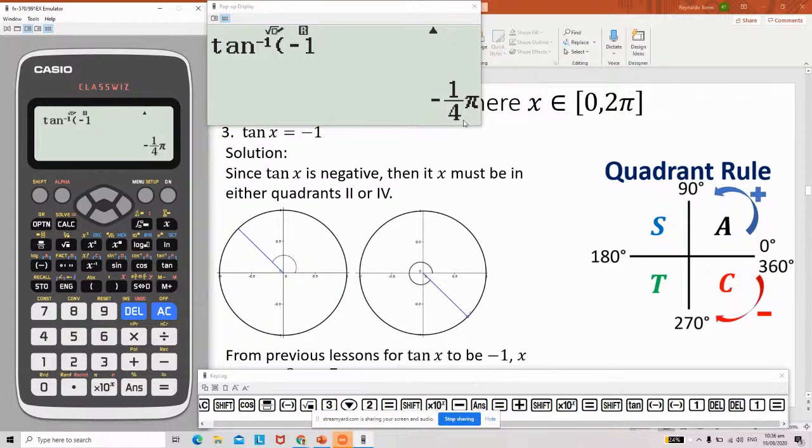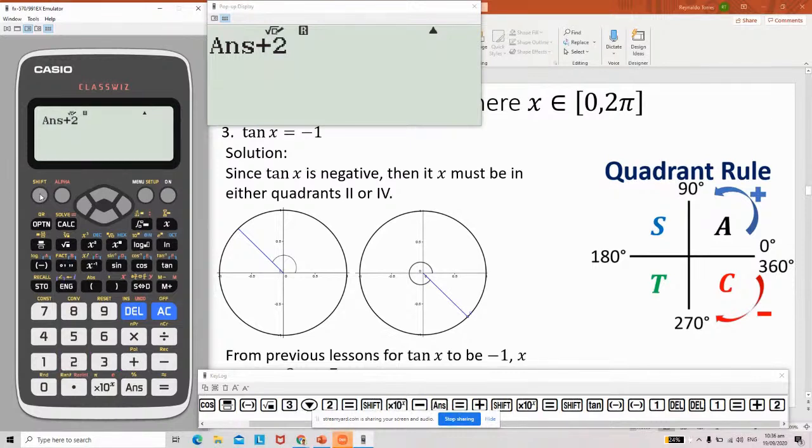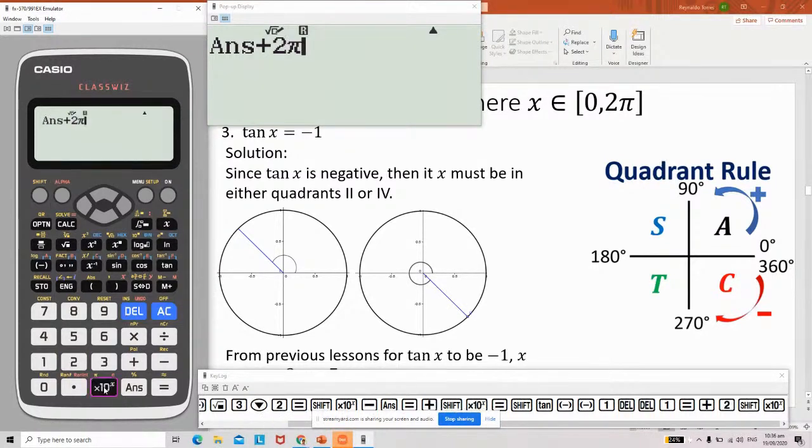Kunin mo yung unang co-terminal angle. First, positive co-terminal angle. Paano kukunin yon? Kung nakalimutan, anong gagawin? We just need to add one complete revolution, and that is 2 pi. So, plus 2 pi. So, shift, and then pi equals. So, 7 pi over 4. Tama po ba?